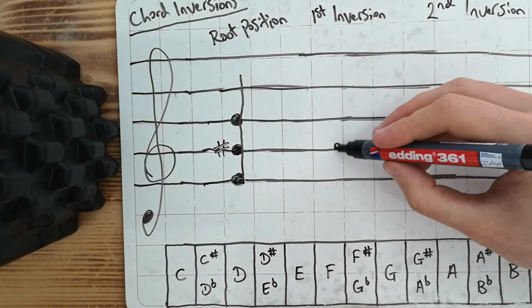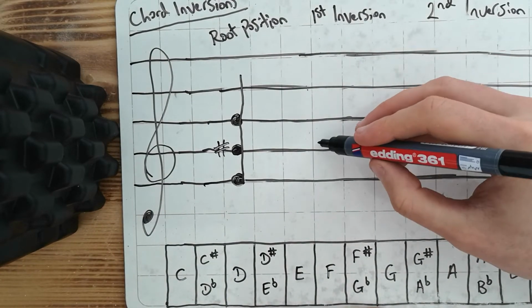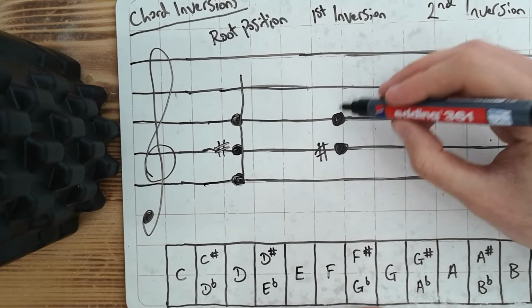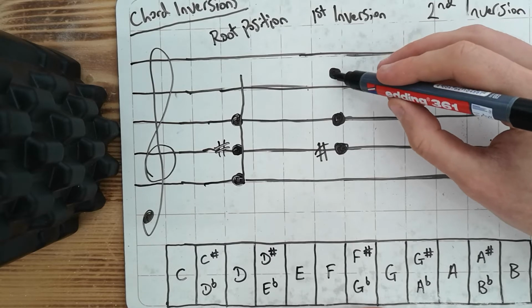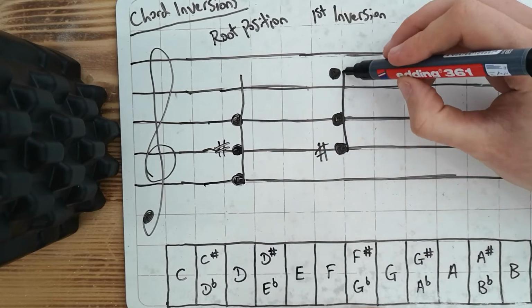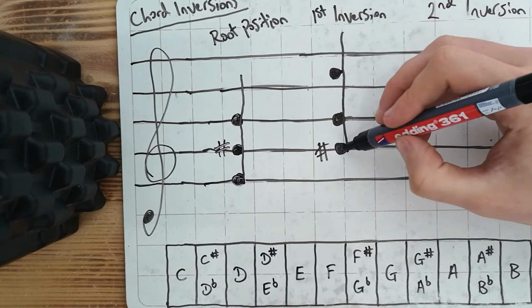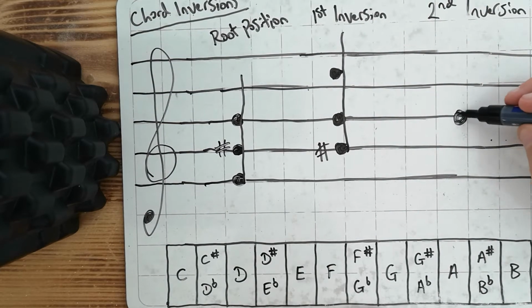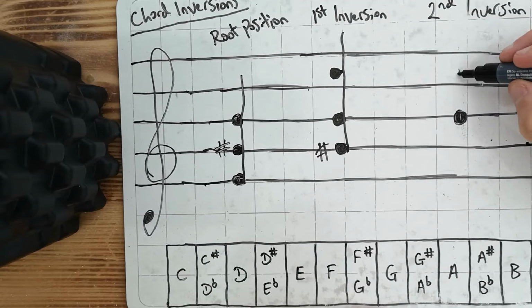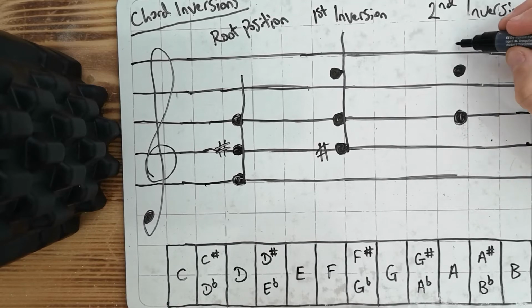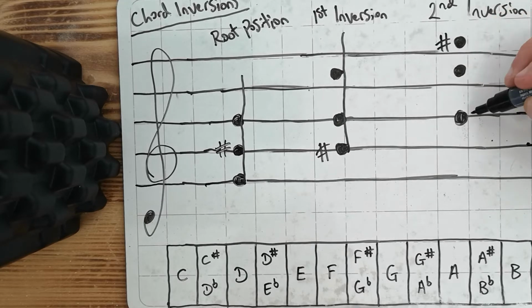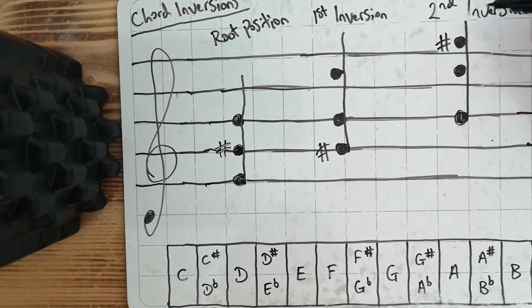First inversion, we'll have G sharp, we'll then have B, and we'll then have E, because now the third, G sharp, is in the bass. And second inversion will start on B, and we'll then have E, and then a G sharp up here. So these are chord inversions.